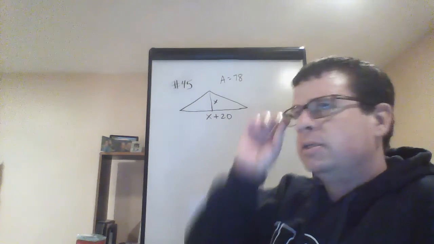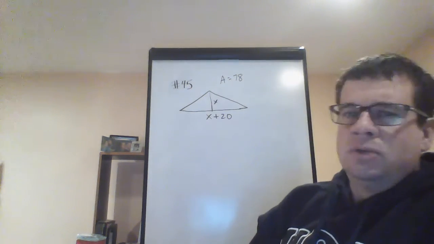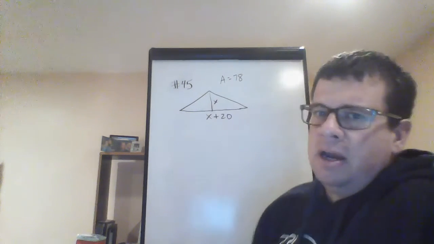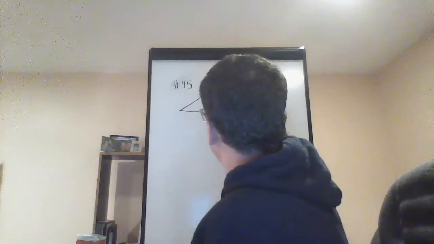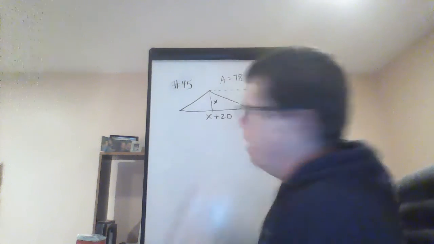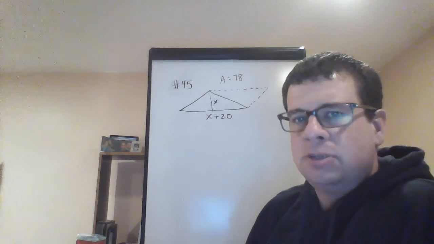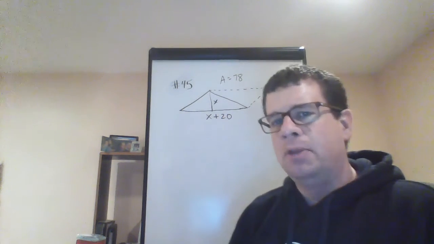I'm going to approach this one just a little bit differently, simply because the area of a triangle is 1/2 base times height. I don't want to deal with that fraction. So what I'm going to do is make an exact copy of that triangle and add it on to it. So I've essentially doubled the area.